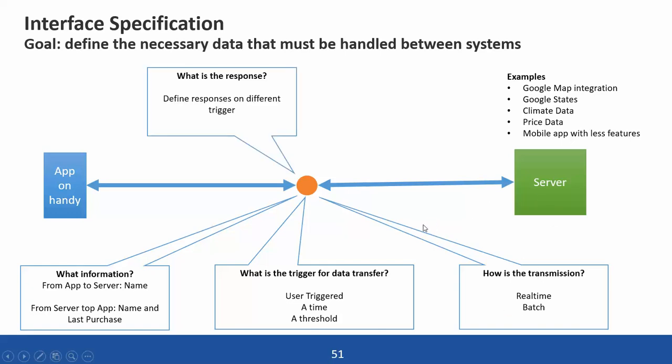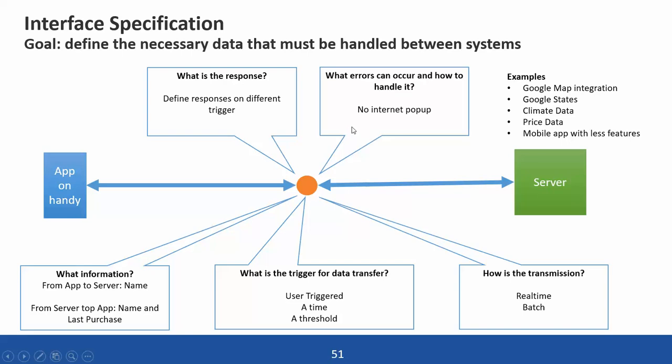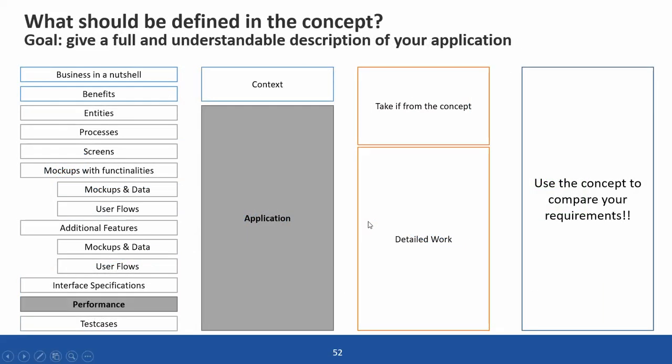So, different approaches. You should also think about the response, what is the server responding, and also how to deal with errors. For example, a user wants to send you something but has no internet, then what is the reaction of the application, how is the error message, how do you deal with it. I don't have an example for this now.